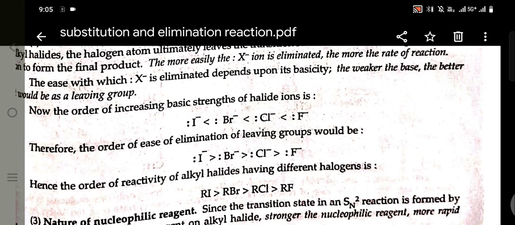Now, the order of increasing basic strength of halide ions is I negative, then Br negative, then Cl negative, then F negative as the strongest base. Therefore, the order of ease of elimination of leaving groups would be I negative, then Br negative, then Cl negative, then F negative. Hence, the order of reactivity of alkyl halides having different halogens is RI, then RBr, then RCl, then RF.